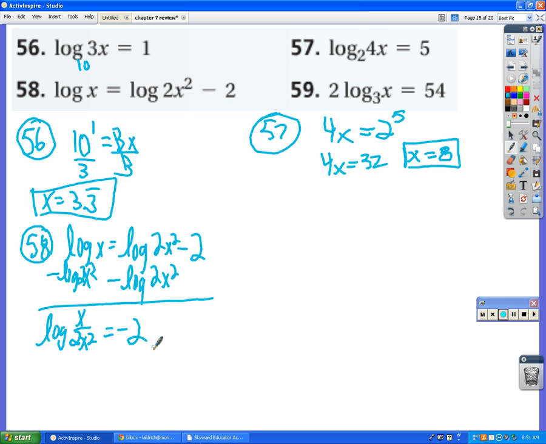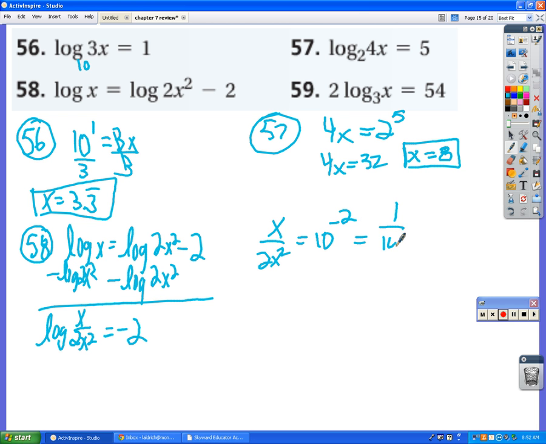So x over 2x squared equals 10 to the -2, because once I get it down to a single log expression, which is why we practice doing that in the first place, I can use the definition of a logarithm to rewrite it as an exponential function. Okay? So it's 10 to the -2, which is 1 over 100.